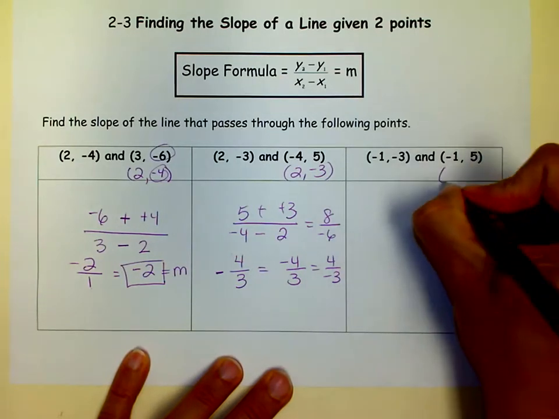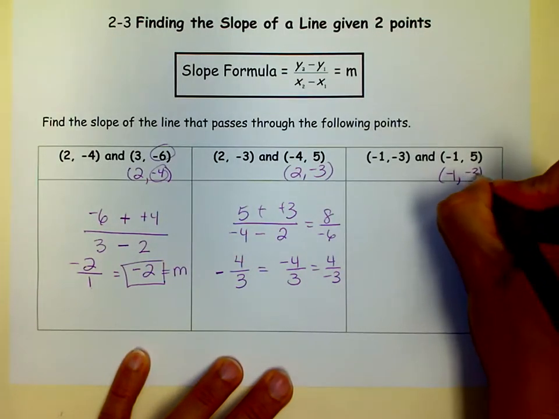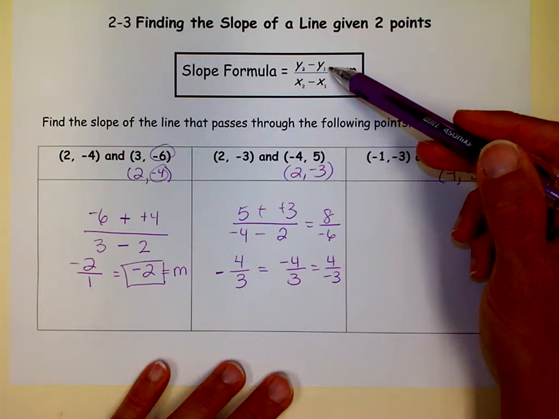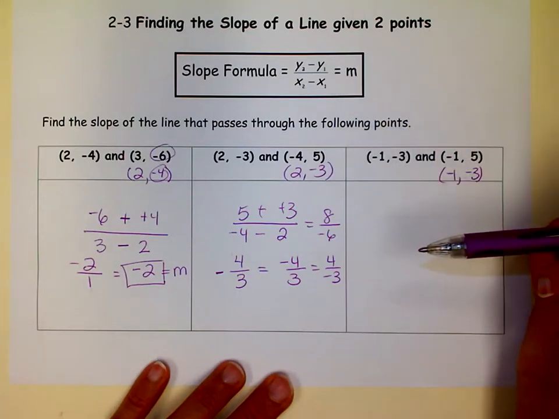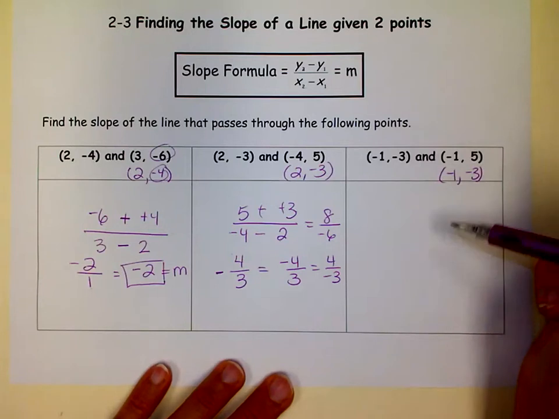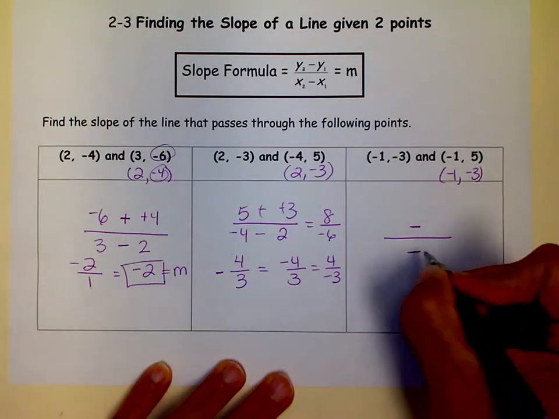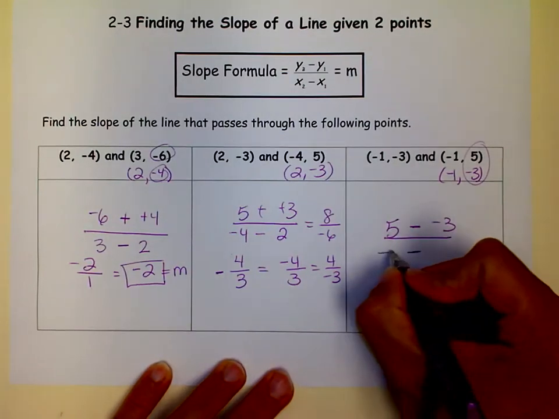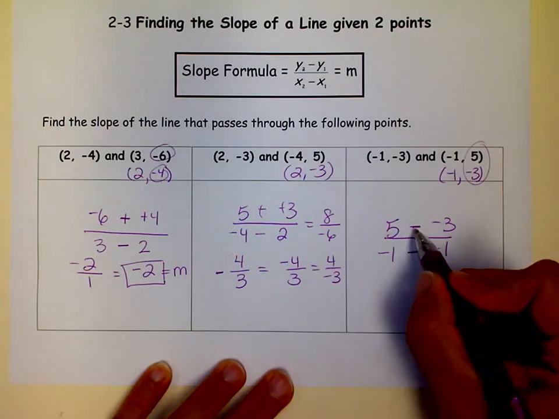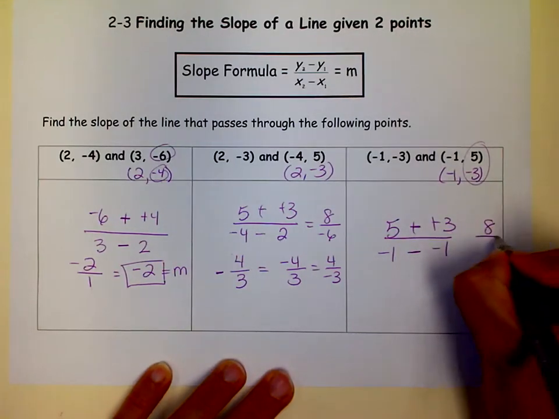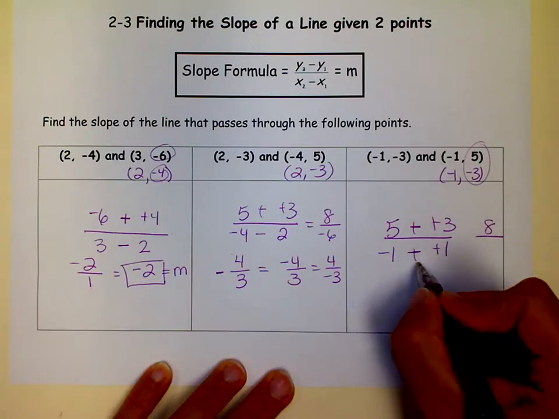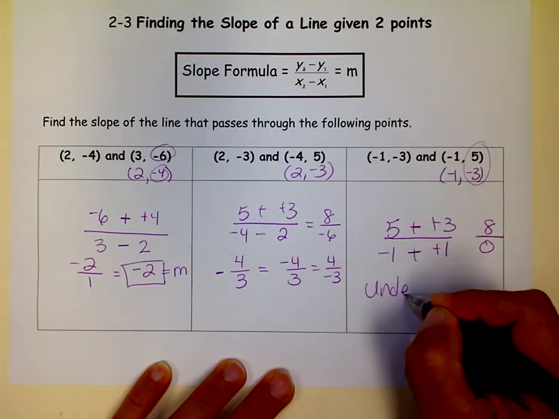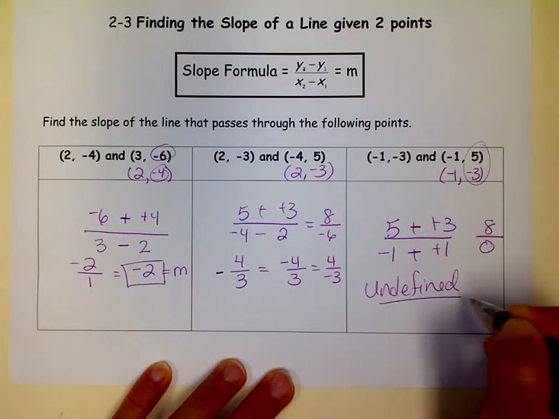Now the other mistake that I see kids make is they sometimes put the x's in the top of the formula. And you just have to remember that. I'm not sure of a great way to remind kids of that, because they always want to put the x's first in the points. They always want to put it in the formula first, but it's not. It's y's in the top, so make sure you're putting your y's in the top first. So 5 and negative 3, negative 1 and negative 1. So 5 minus a negative 3 is 8, and 2 negatives make a positive. Negative 1 plus 1 is 0. Well, anytime you divide by 0, your slope is undefined. That's what your slope is.